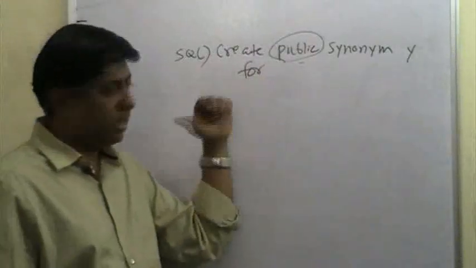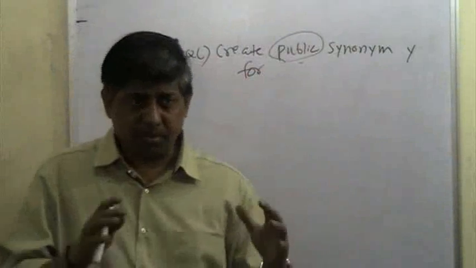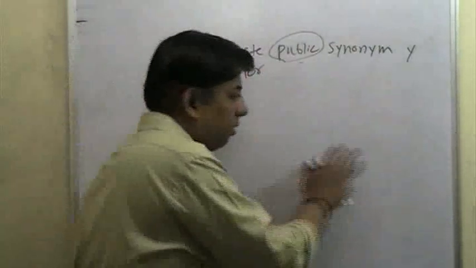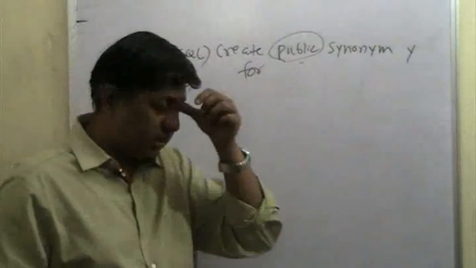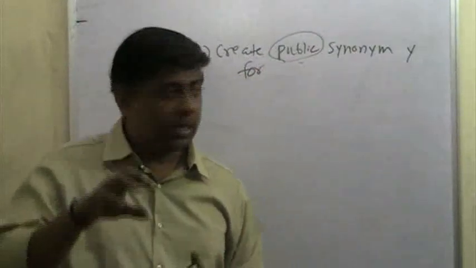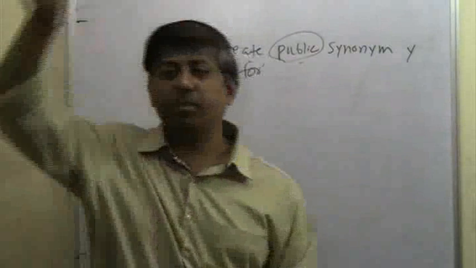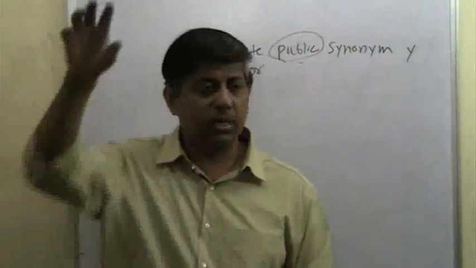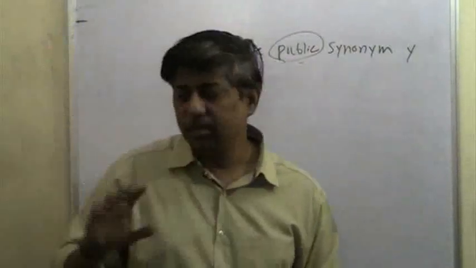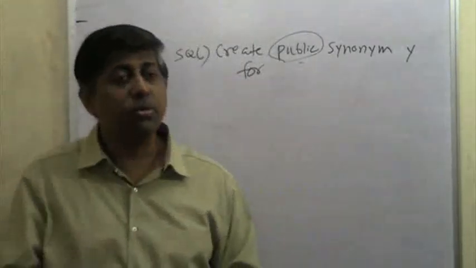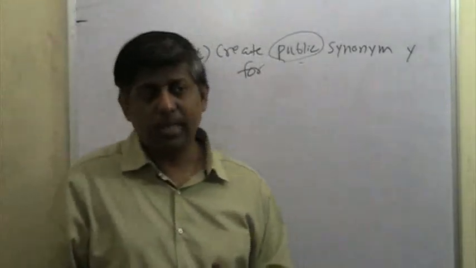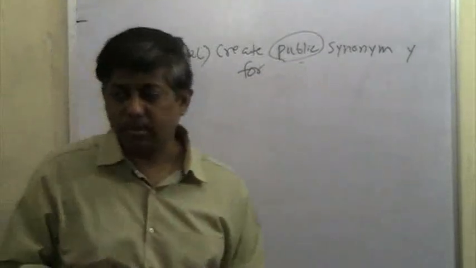Yes. The DBA, a privileged user, it could be either A or B or C, will come and execute this command. And when he executes this command, that means a synonym called Y is created for everybody. A or B or C or D, however many users there are, the synonym is created for them. So every user doesn't have to create their own synonyms. Those are private synonyms, as opposed to a public synonym created by a DBA.